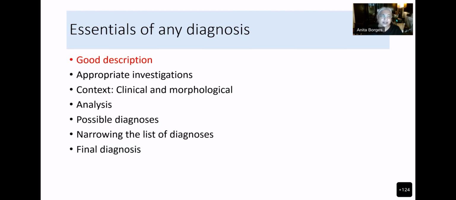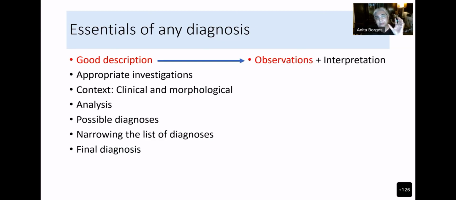See, I think that this is the essential of any diagnosis. Okay, you need a good description. Then of course all the investigations, and you need context, etc. But our description, which we do in our heads every time that we're looking at tissue, is based on observations and the interpretation that we make of these observations. Now, if we want to make good interpretations, it means that our observations have to be good. Now, what do we mean by good, right?